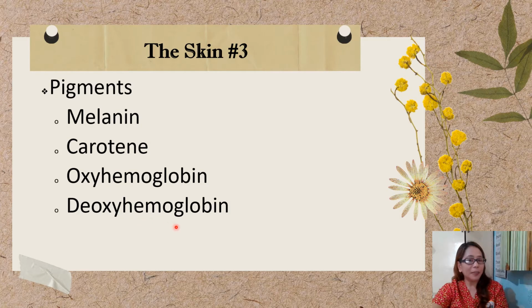And another one is the deoxyhemoglobin. Okay? As the blood passes through the capillary bed, oxyhemoglobin loses its oxygen to the tissues and changes to deoxyhemoglobin. It is a darker and somewhat bluer pigment. So the increased concentration of deoxyhemoglobin in the cutaneous blood vessels can give the skin a bluish color, known as cyanosis. So there are two types of cyanosis, okay?